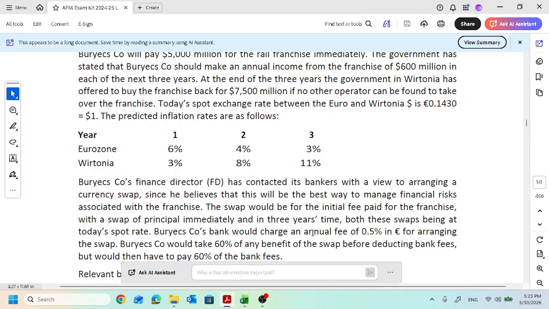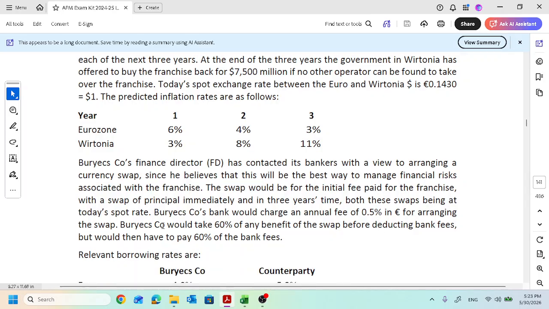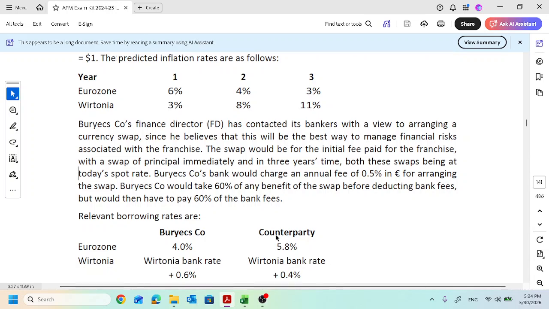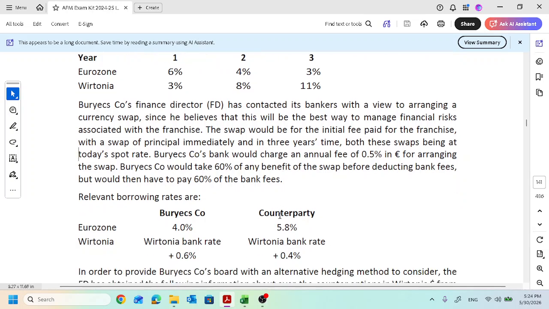B company's bank would charge an annual fee of 0.5% in euro for arranging the swap. B company would take 60% of any benefit of the swap before deducting bank fees, but would then have to pay 60% of the bank fees. Okay, that we will see.